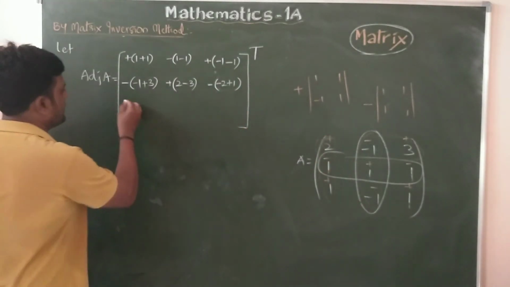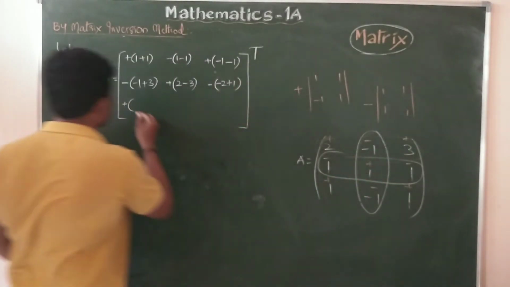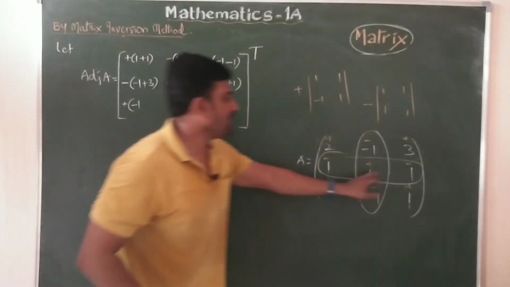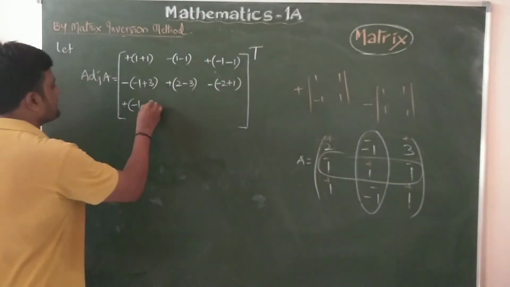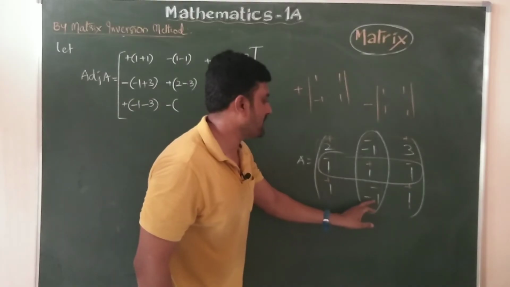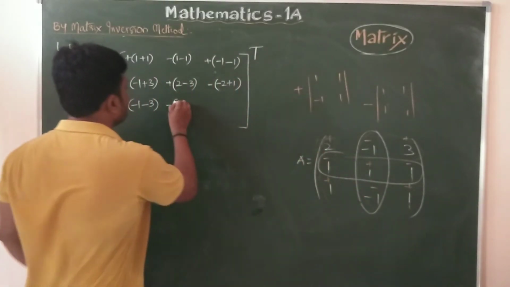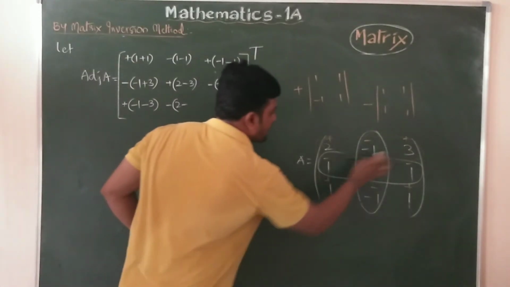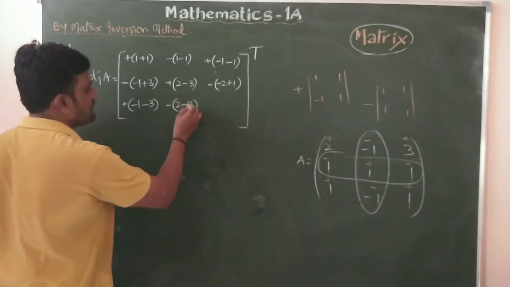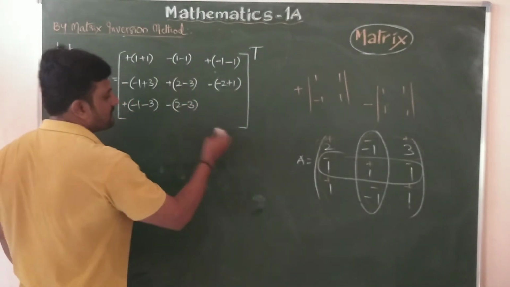Yes, minus 2 plus 1. Now here plus. Yes or no? For 1, this is a minus 1. Okay, 1 into 3, minus 3. Okay, now here minus, for minus 1, deleting the row and column. Now 1 into 2 minus and 1 into 3 minus 3. Yes or no? Then the last element is for 1.